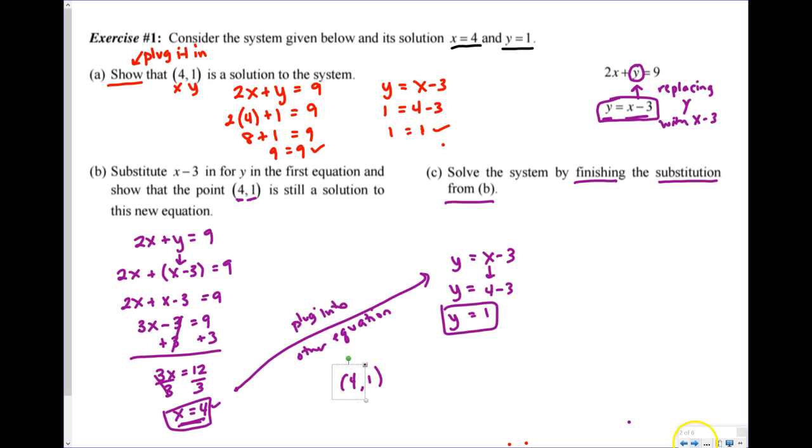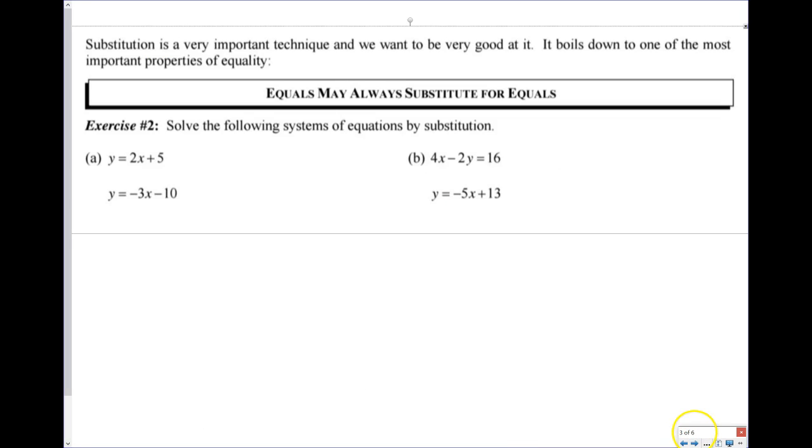Okay? Let's take a look at exercise 2. Substitution is a very important technique and we want to be very good at it. It boils down to one of the most important properties of equality. Equals may always substitute for equals. What that means is that if two things are equivalent, you can substitute one for the other.